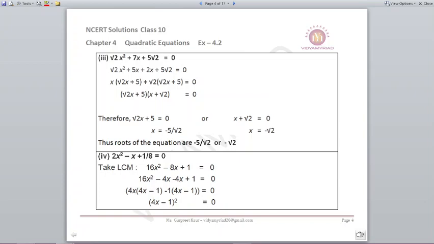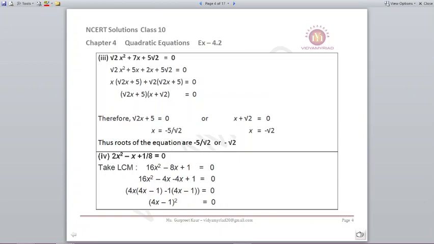Root 2x square plus 7x plus 5 root 2 is equal to 0. For middle term splitting of 7x, it becomes 5x plus 2x, and the factors become root 2x plus 5 and x plus root 2. Equating equal to 0, you get roots of the equation as minus 5 upon root 2 or minus root 2.